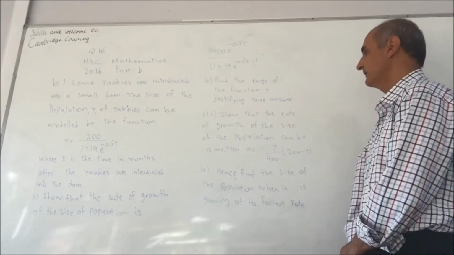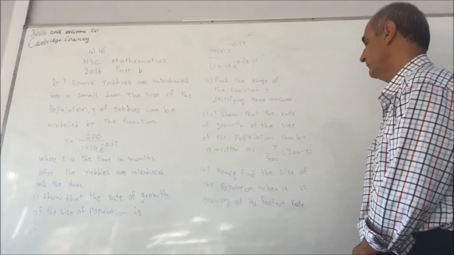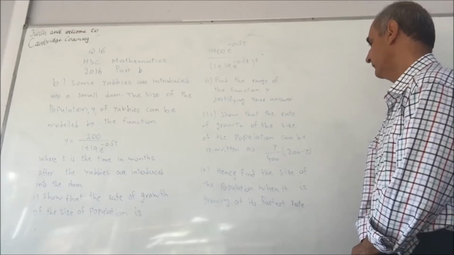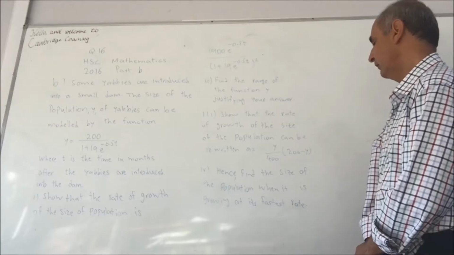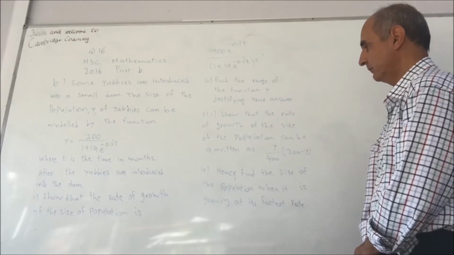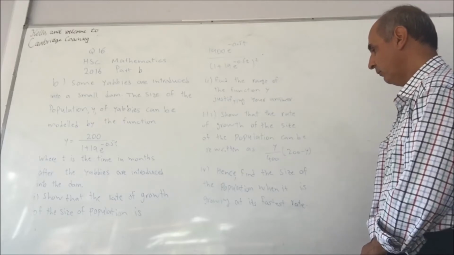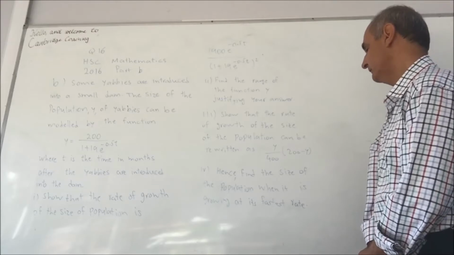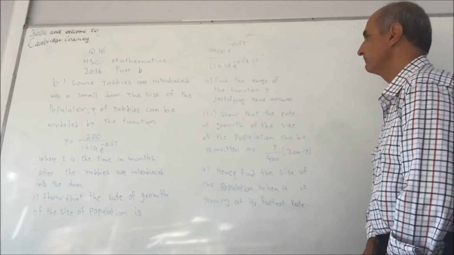Part 3, show that the rate of growth of the size of the population can be written as y over 400 bracket 200 minus y bracket. And 4, hence find the size of the population when it is growing at its fastest rate.